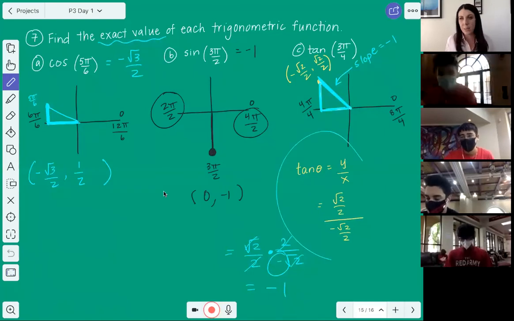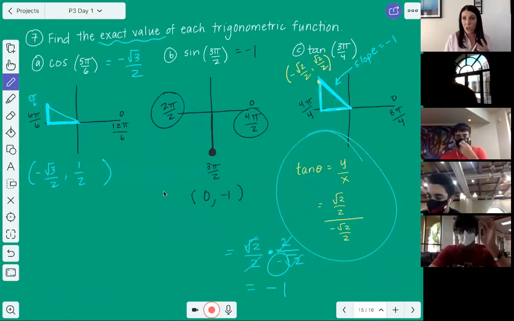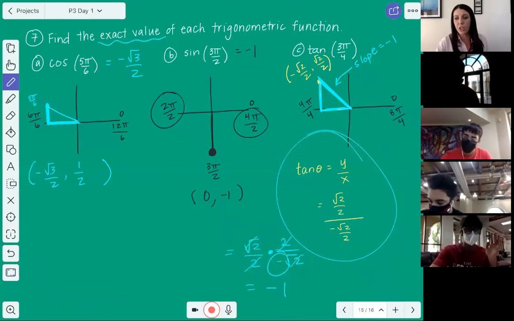You can always do it this way. But if you can visualize that slope, especially for our pi over 4s, our 0, or our pi over 2 reference angles, it's going to be a lot easier to think about. Do you have a question?